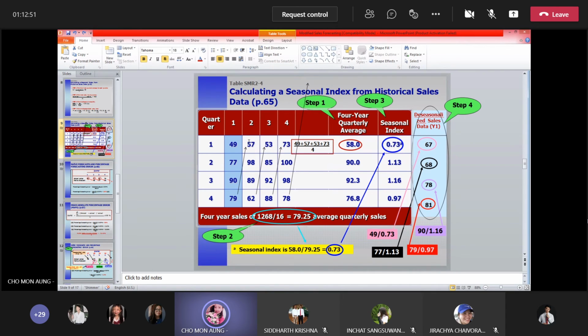To get the forecast for this one, you have 79 plus 90 divided by 2, and that average will become the forecast for year 2, quarter 1. These two divide by 2, and you get this one.